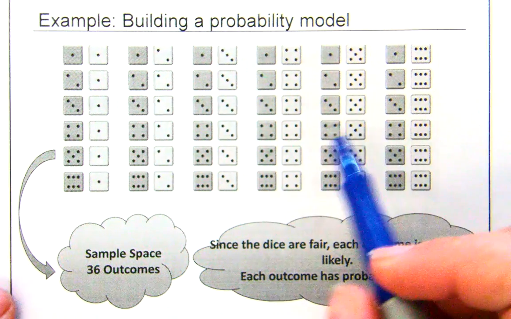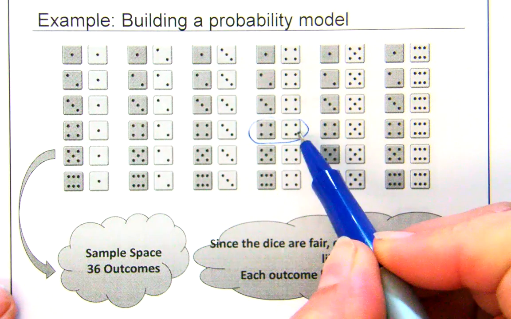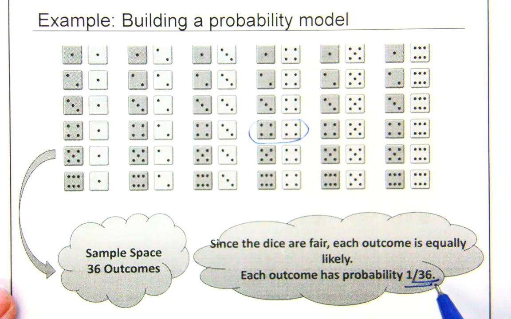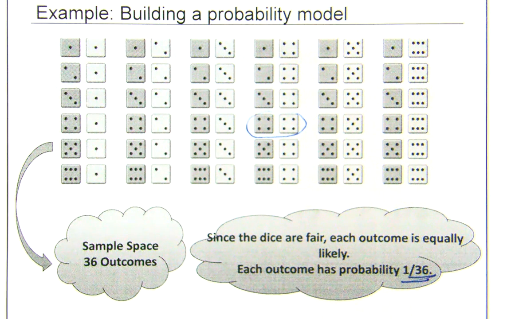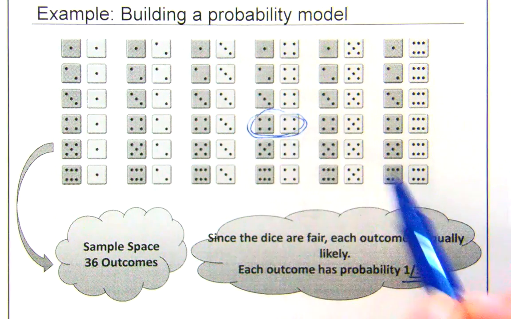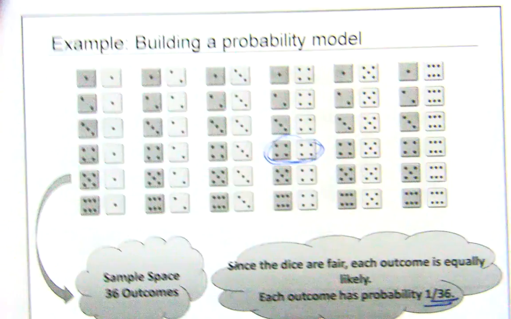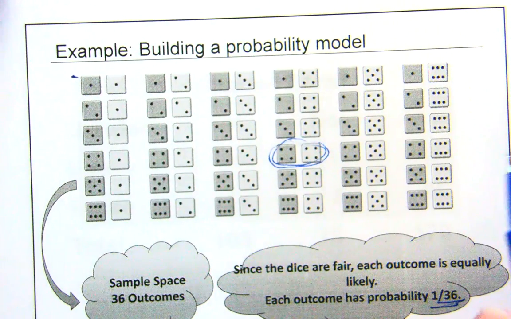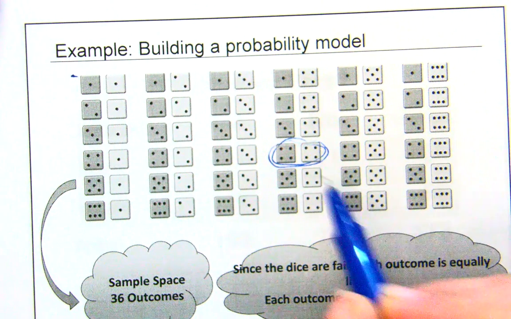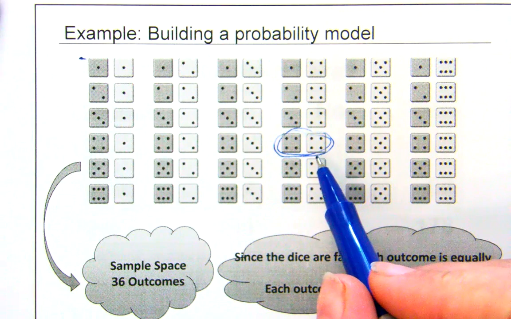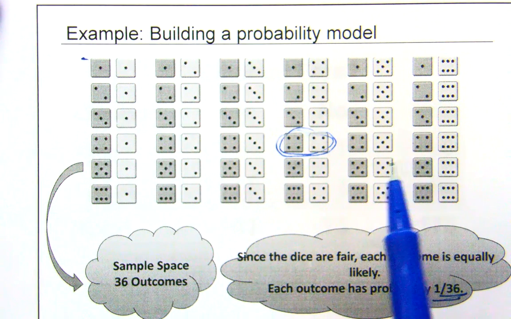Rolling a 4 and a 4 has a 1 in 36 chance of occurring. Rolling a 3 and a 2 has a 1 in 36 chance of occurring. This is the part they don't really explain. There are 36 of them, so one pair would be 1 out of 36. But what they don't visually show you in this picture, which I'm going to do in a second, is how you're actually getting the 1 out of 36 and how you can get it faster, which is by multiplying.